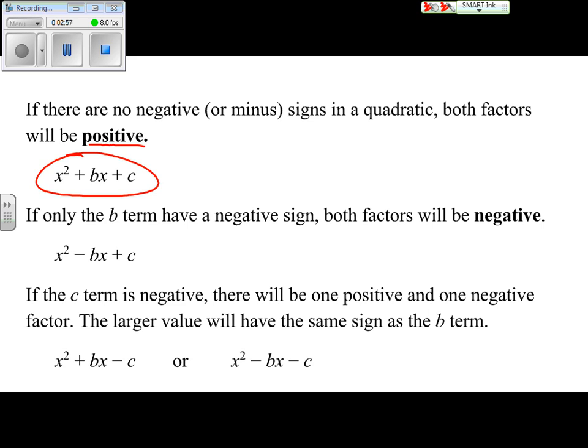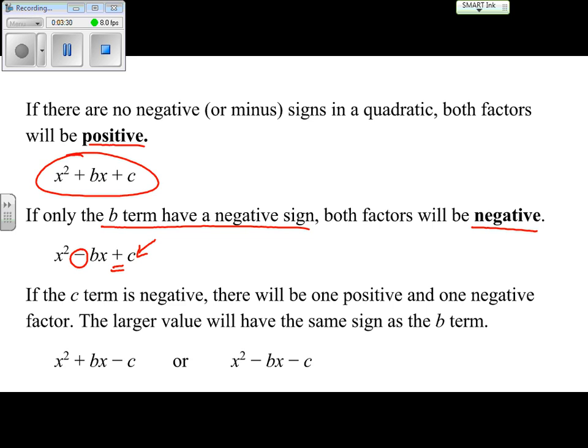However, if only the b term has a negative sign, implying that the c term is positive, but just the b is negative, then that implies that both of our factors of c will be negative, because we'll need 2 numbers that multiply to be c, and c is positive. And again, a negative times a negative will give us a positive, but then those 2 numbers will then add to be our negative b. So once again, if b has a negative sign but c is positive, we know that both of the numbers that we're going to plug into our binomials are both going to be negative.